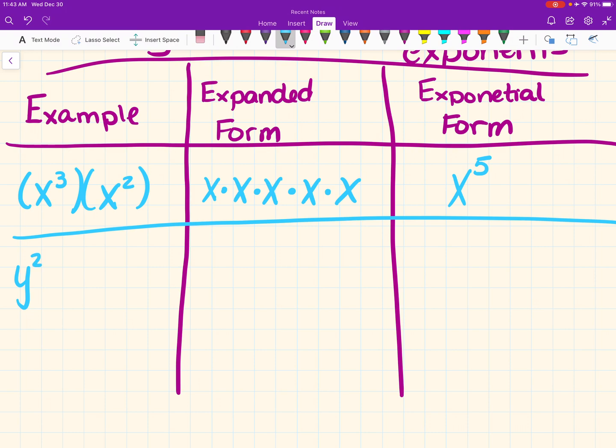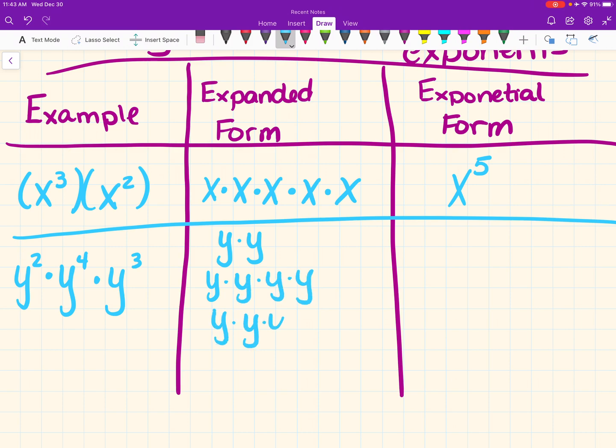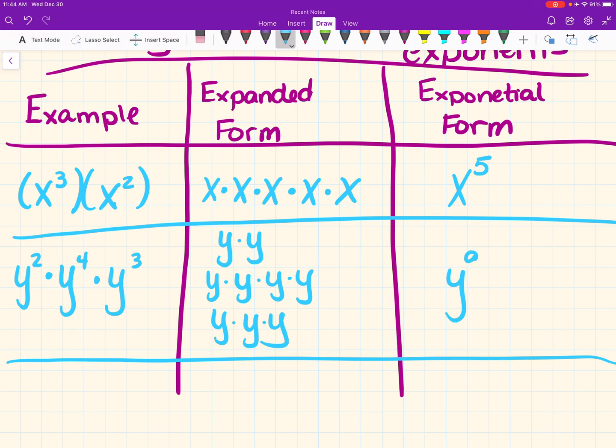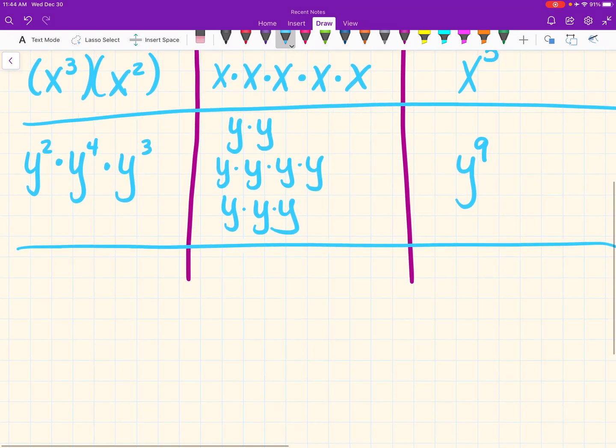y squared times y to the 4th times y to the 3rd. Okay, so let's write it out. We have y squared. There's my expanded form. y to the 4th and y to the 3rd. So really, how many y's altogether do we have? Okay, we have y to the 9th. Let's look at the next one.